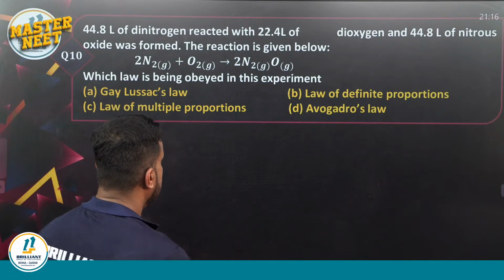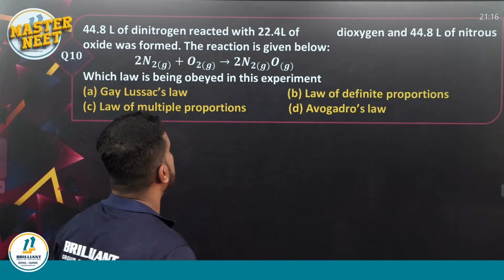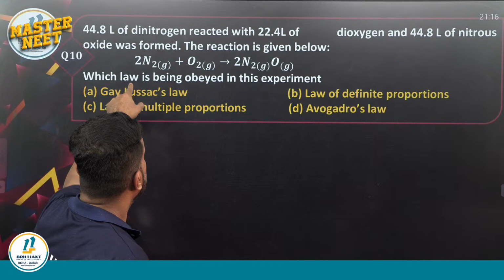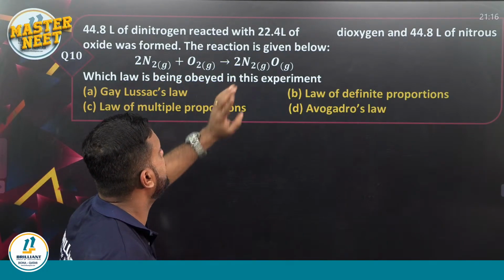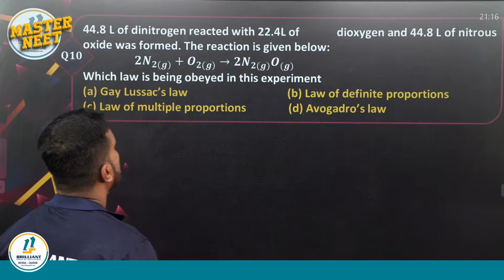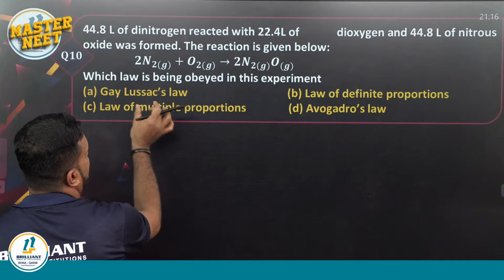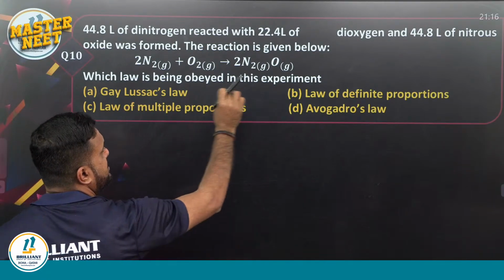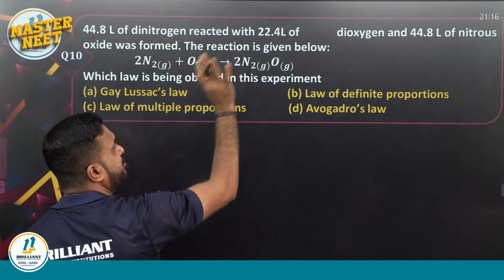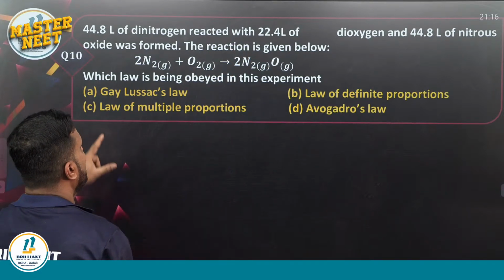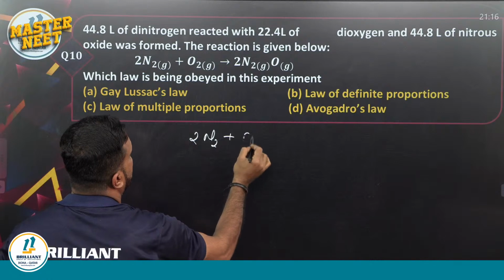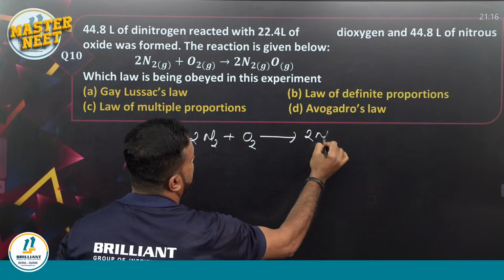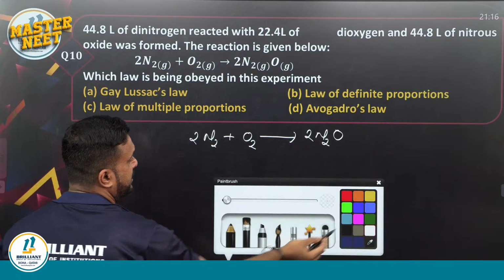Here, see the reaction is 2N2 plus O2 gives 2N2O. Which law is being obeyed in this experiment? You know that the best answer is Gay-Lussac's law. Best answer in the sense, even law of definite proportion also will follow this one. First I will tell you why it is Gay-Lussac's law of gaseous volume. 2N2 plus O2 gives 2N2O. What does Gay-Lussac's law say?